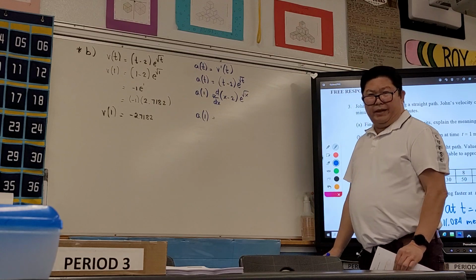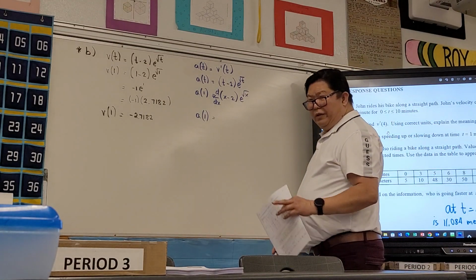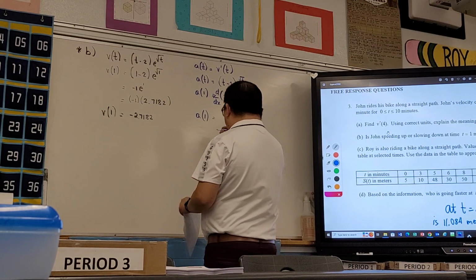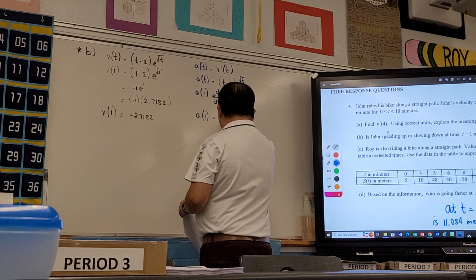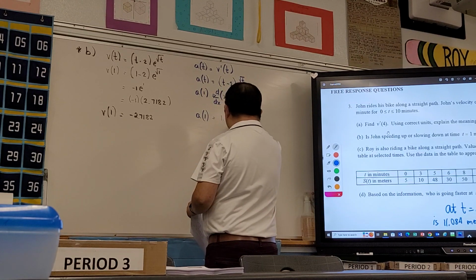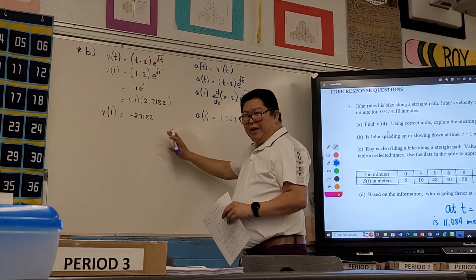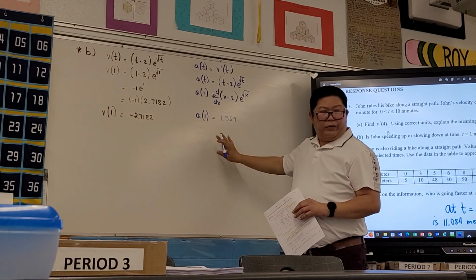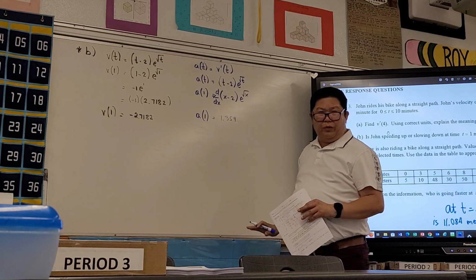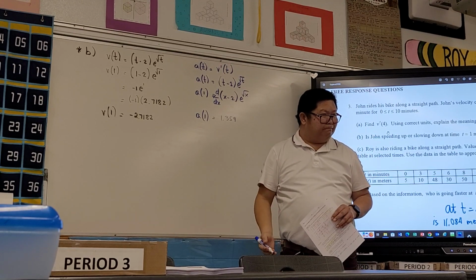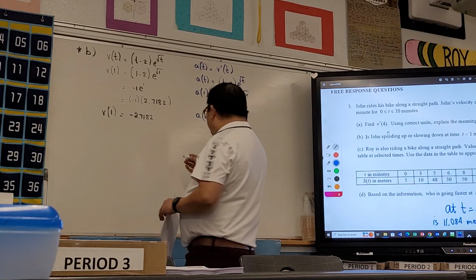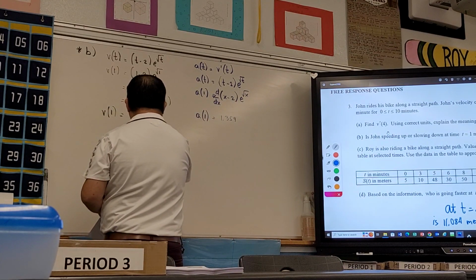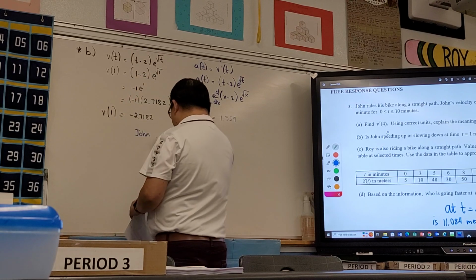Anybody has the answer for the acceleration? What you have, Exeter? 1.359. Okay, question. They have the same sign. The velocity is negative while acceleration is positive. So what is our interpretation now? Slowing down. So who is slowing down? John or Roy? John. Okay. John is slowing down.